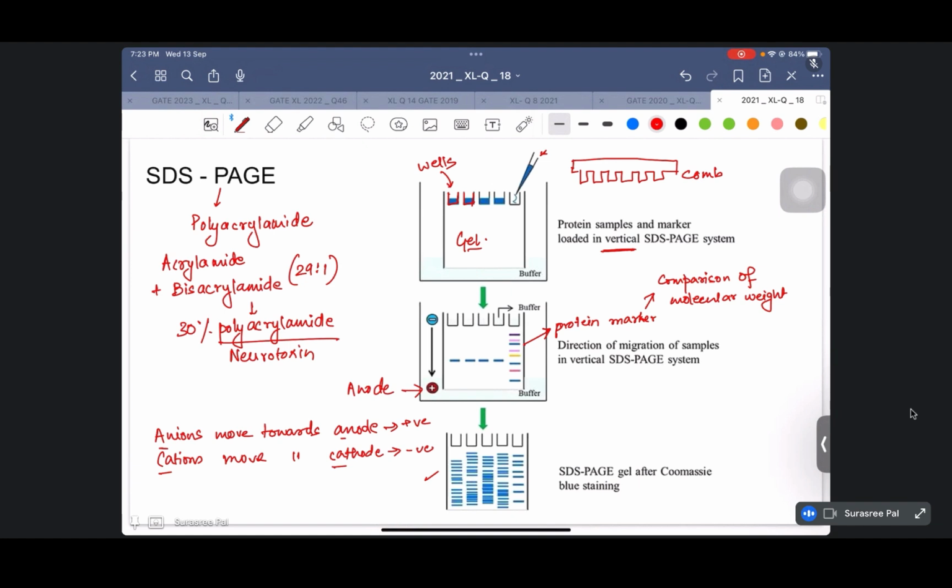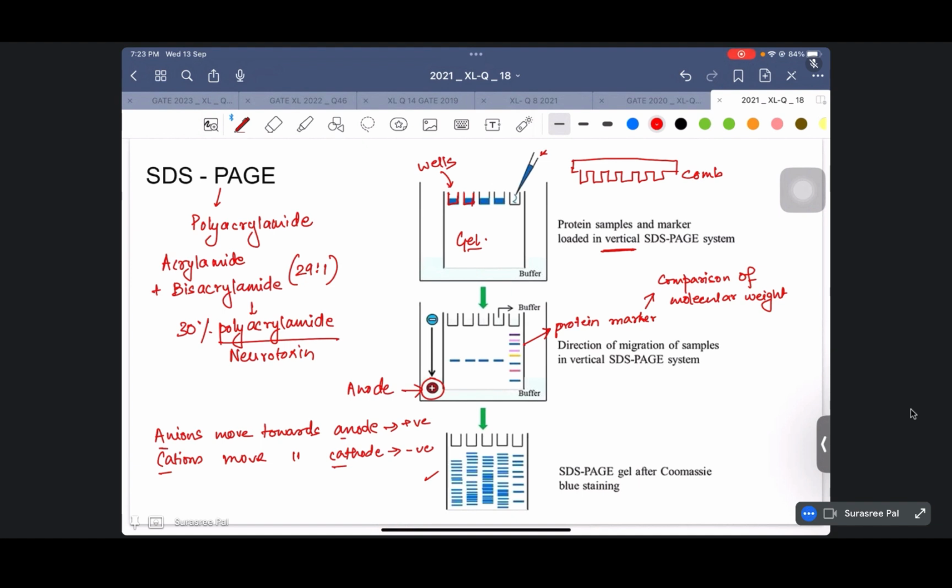All right. Now, when we apply electric voltage, the negatively charged proteins move towards the positively charged electrode, which is the anode. While moving, the proteins have different molecular weights, which means some proteins are larger and some are smaller. The smaller proteins face less resistance, so of course they will move faster through the polyacrylamide gel.